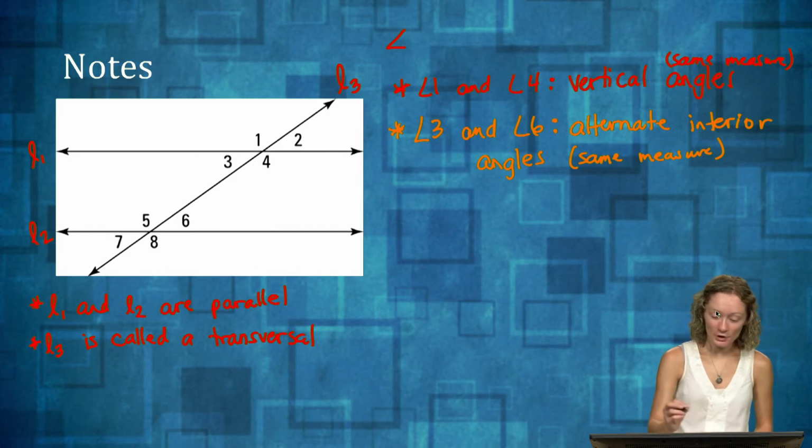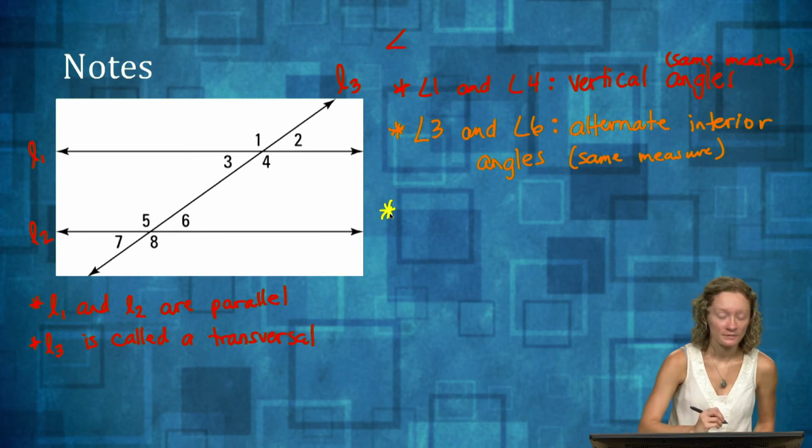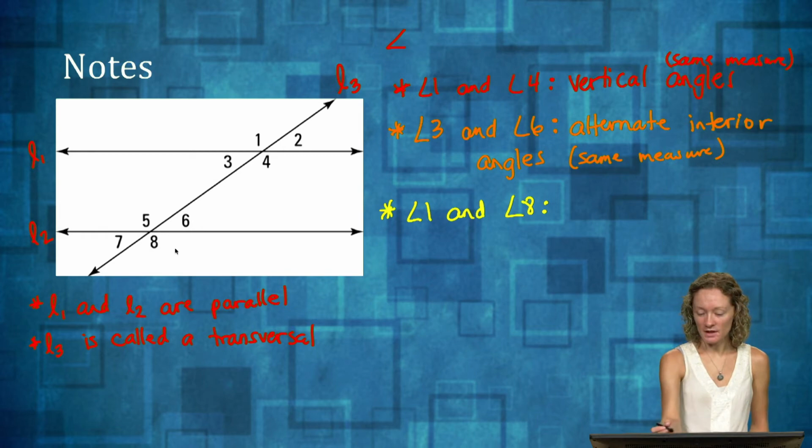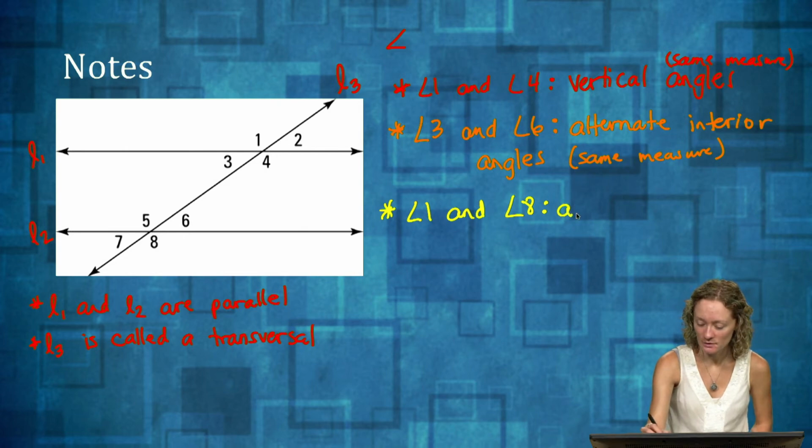All right, the third named relationship we have is between angle 1 and angle 8. Angle 1, angle 8. This has the same feel as the previous named relationship. Alternate because they're on the alternate sides of the transversal.